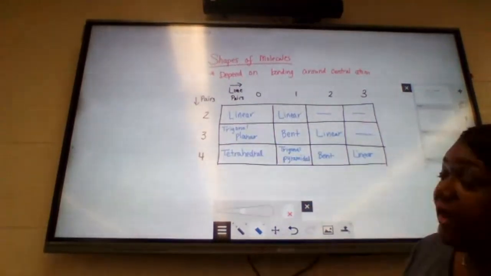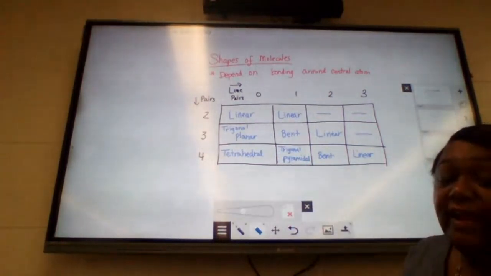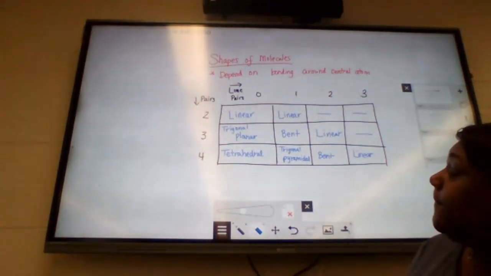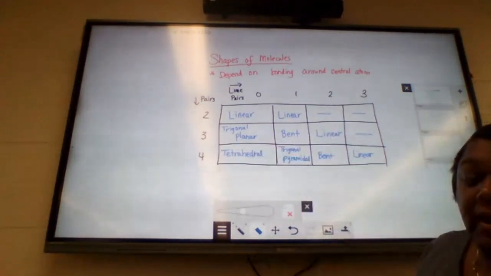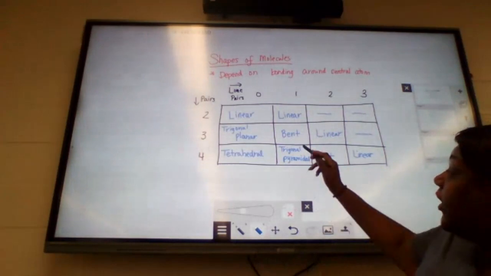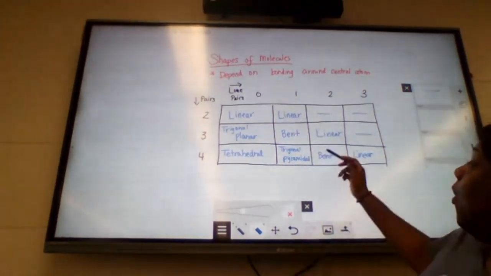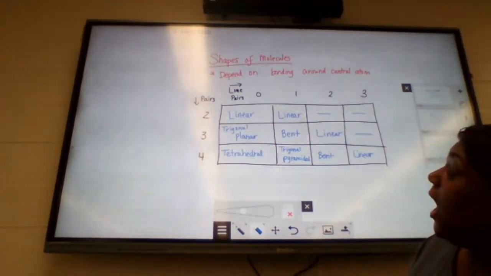When you go to 3 pairs around the central atom, if there are no lone pairs, that orientation or that molecular geometry is going to be trigonal planar. If you've got 1 lone pair with 3 pairs of electrons around that central atom, then that shape is known as bent. Or if you've got 2 pairs, then that shape is known as linear.